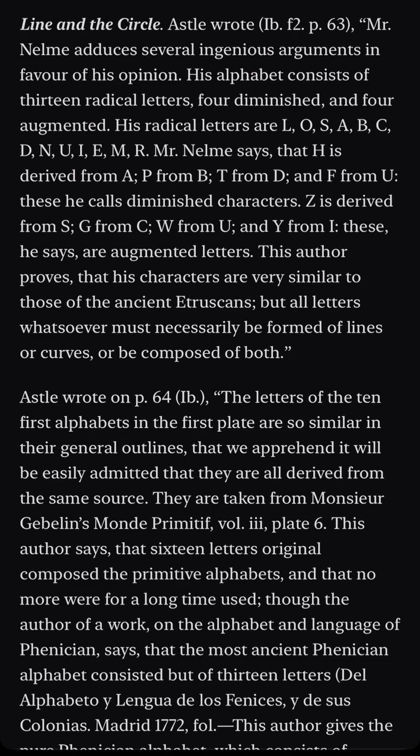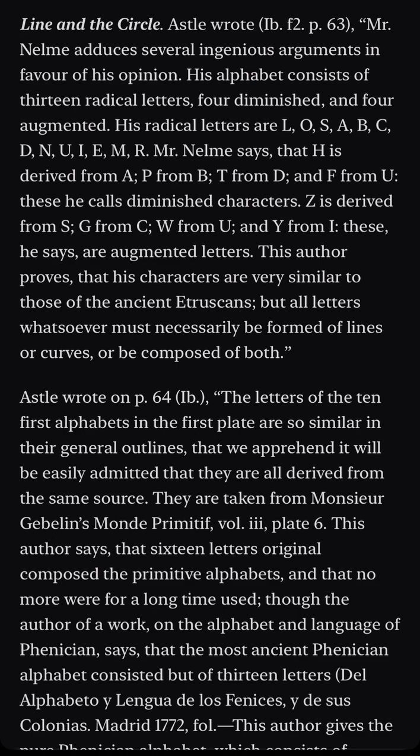Mr. Nelmy says that H is derived from A, P from B, T from D, and F from U. These he calls diminished characters. Z is derived from S, G from C, W from U, and Y from I. These, he says, are augmented letters. This author proves that his characters are very similar to those of the ancient Etruscans, but all letters whatsoever must necessarily be formed of lines or curves, or be composed of both.